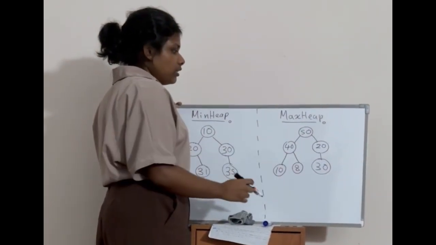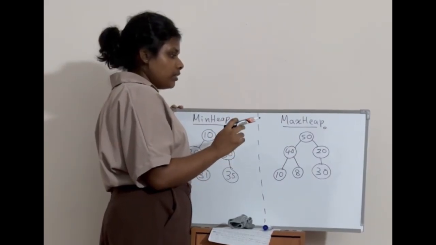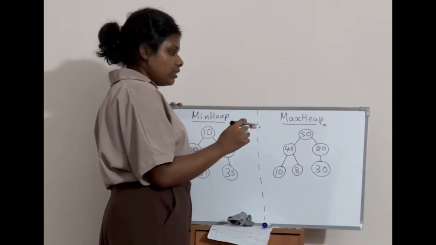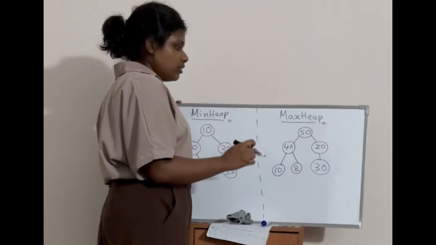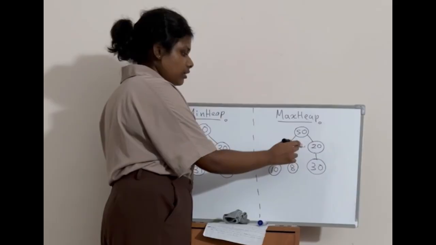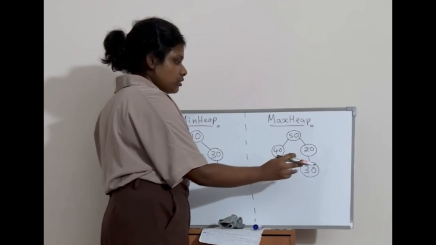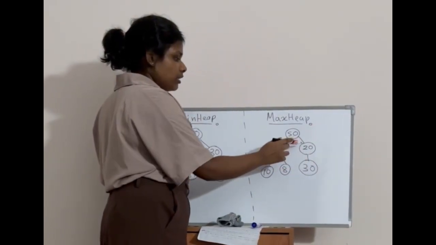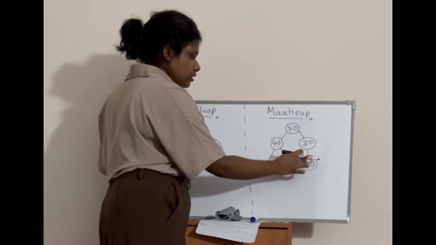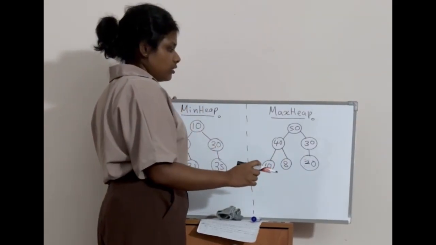In here, a max heap, the parent has to be always greater than or equal to the child node. So, here the new element violates the heap structure, so we have to swap these two also. So this becomes 30 and this becomes 20.